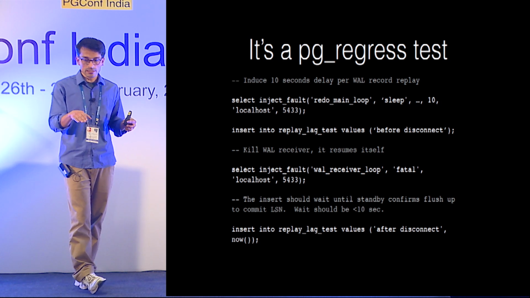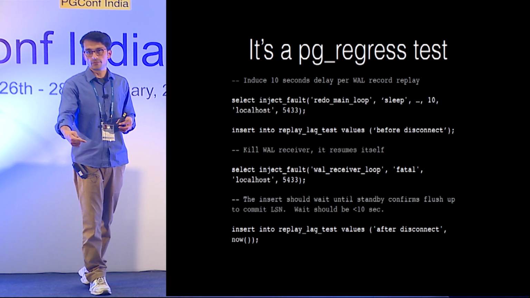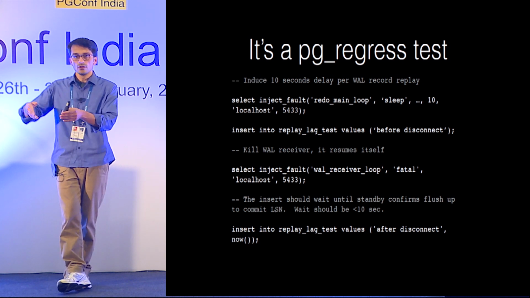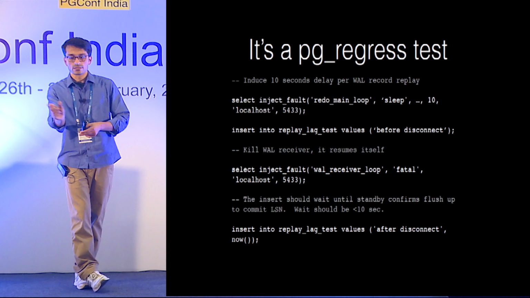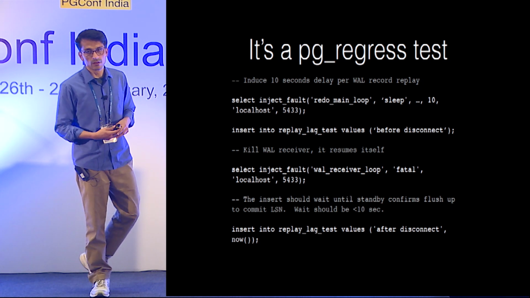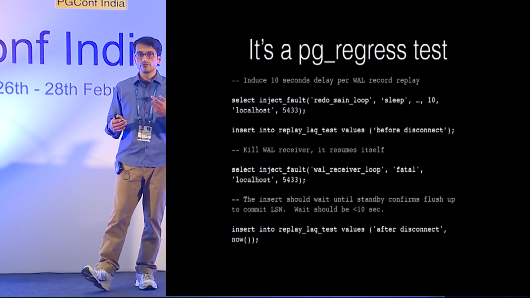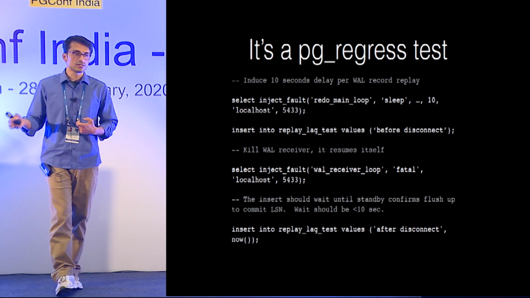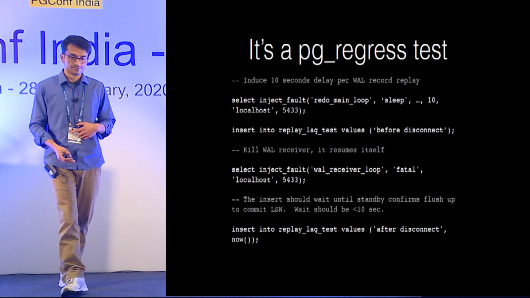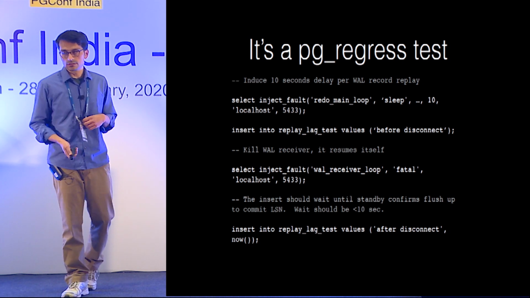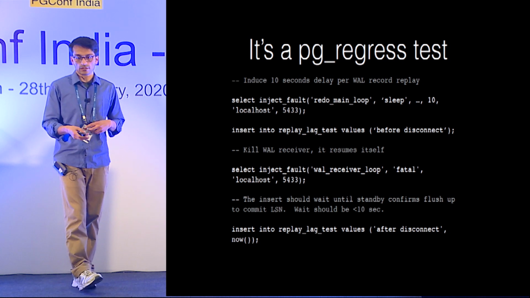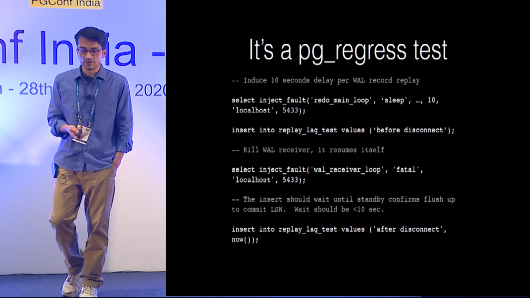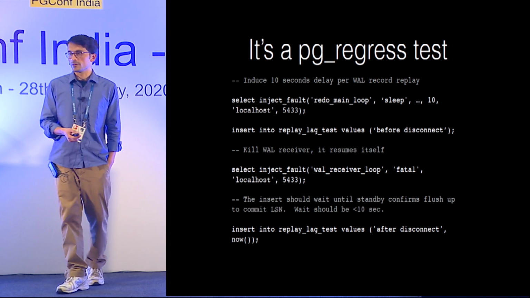But the expectation here is if we do a select after this insert and compare the timestamp again, now minus what is recorded in this table, then the difference should not be greater than 10 seconds, right? If it is greater, then the test should fail. So yeah, that's how it looks. It's a simple pg_regress test that allows us to test the fairly complex scenario and manifest the bug.